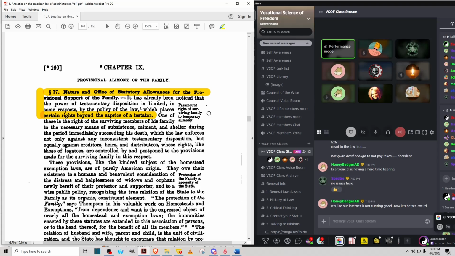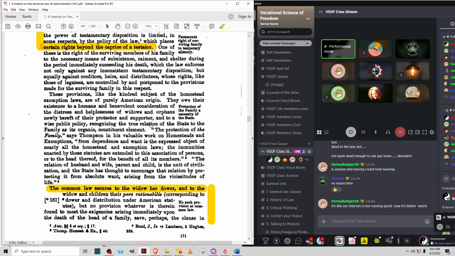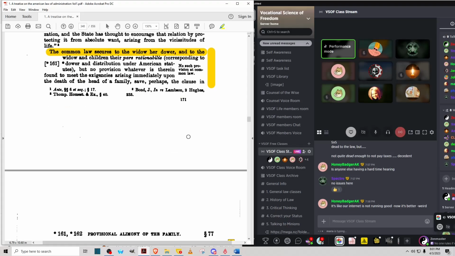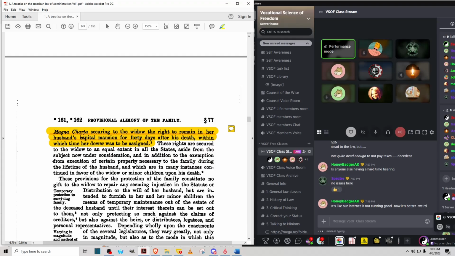It has already been noticed that the power of testamentary dispositions is limited in some respects by the policy of the law, which places certain rights beyond the caprice of the testator. The common law secures the widow her dower, and to the widow and children their pars rationabilis, according to dower and distribution under American statutes. But no provision whatsoever is therein found to meet the exigencies arising immediately upon the death of the head of a family, save perhaps the clause in Magna Carta securing to the widow the right to remain in her husband's capital mansion for 40 days after his death, within which time her dower was to be assigned.